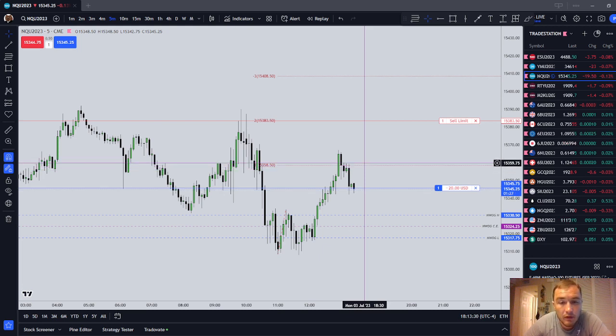So you're using the low or the high to the measuring gap, which should be the midway point of the move, and then using standard deviations to see if those standard deviations get you to a liquidity target or if that gets you to a higher time frame inefficiency, both of which could be a draw on liquidity.